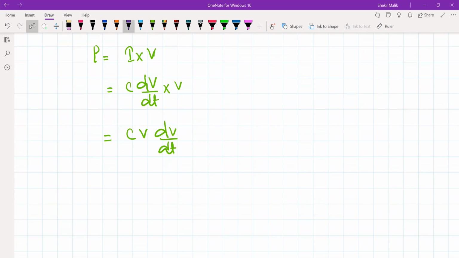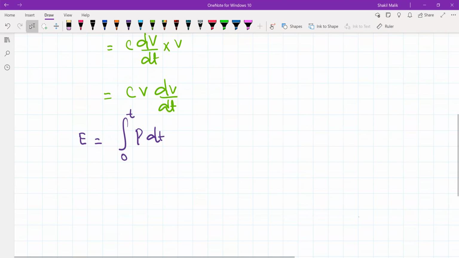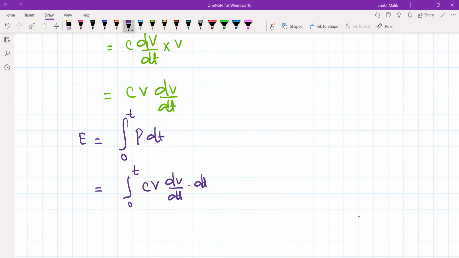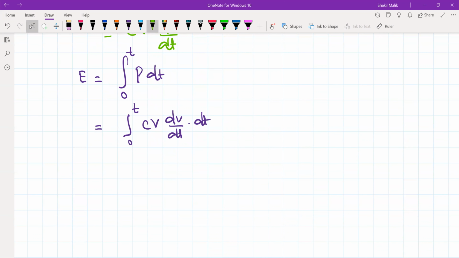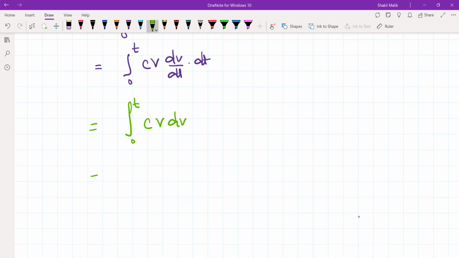So what's the relationship between energy and power? We know energy is equal to the integration of power. So if we are connecting this switch for time equal to t, the limits will change from 0 to t. Substituting the value of P, it will be CV dV by dt times dt, and dt, as you can see, will cancel. From this, it will be the integral from 0 to t of CV dV. C we can take outside.